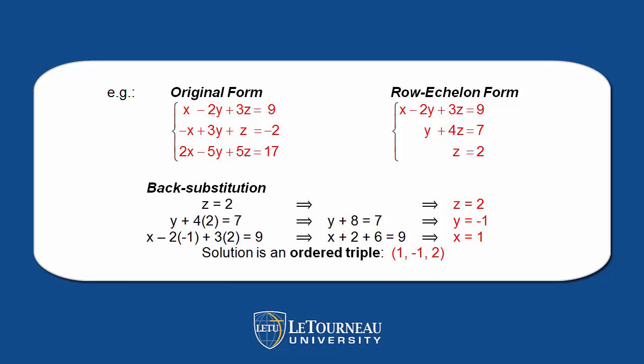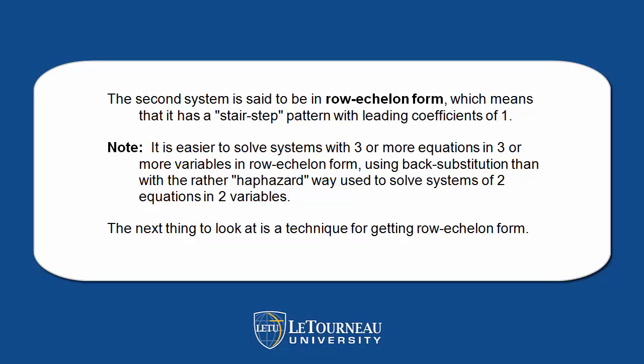You see the original form, you see the row echelon form. When we can get it into that form on the right, then it's real easy to back substitute and find that our solution is an ordered triple 1, minus 1, 2. Stop the video and check that out.